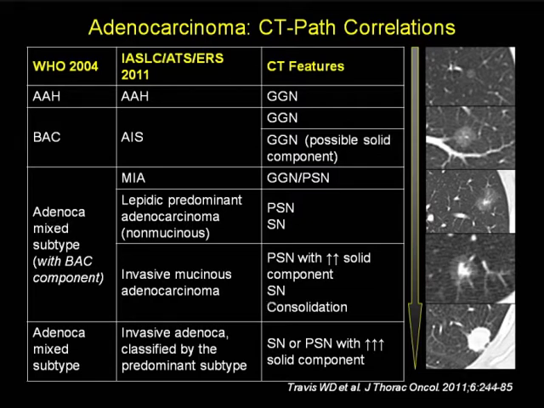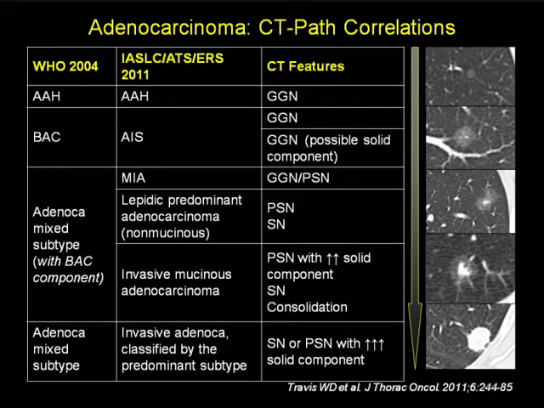The next group is lipidic predominant adenocarcinoma, and this corresponds to the adenocarcinoma mixed subtype with non-mucinous BAC component that have invasive component more than 5 millimeters. On CT, they tend to present as part solid nodules or solid nodules. However, in up to 7% of the cases, they might present as pure ground glass nodule, simulating an adenocarcinoma in situ. So there is overlap between these groups.